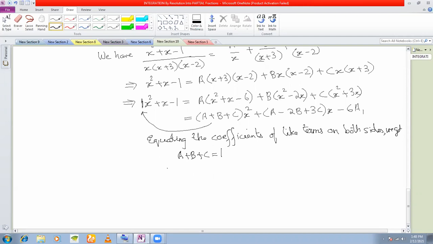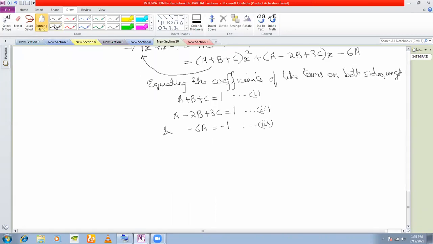What is the coefficient of x? It is also 1. So you get a minus 2b plus 3c is equal to 1. And what else? The last one is minus 6a, which must be equal to minus 1, isn't it? So we get three equations in a, b, and c, right? So we solve these three equations to get the values of a, b, and c.